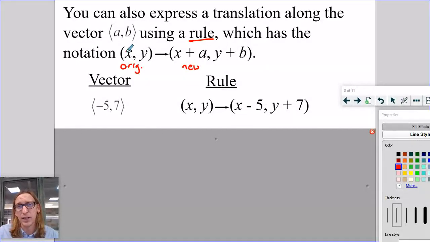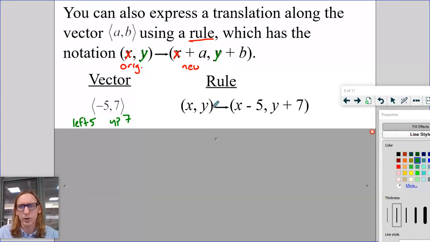Take the original X coordinate and add A. Take the original Y coordinate and add B. That's all this is asking you to do. So a vector, as a rule, would look like this. This means shift to the left 5 and up 7. That same translation expressed as a rule looks just like this.